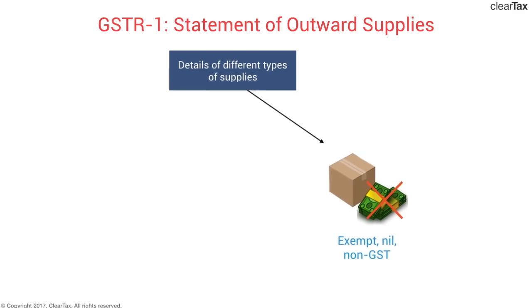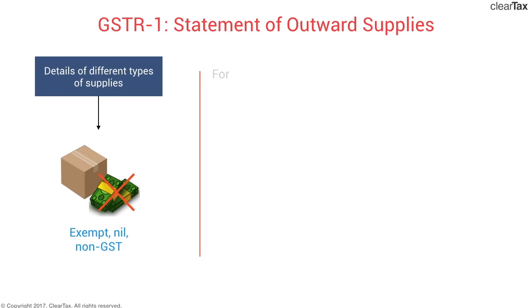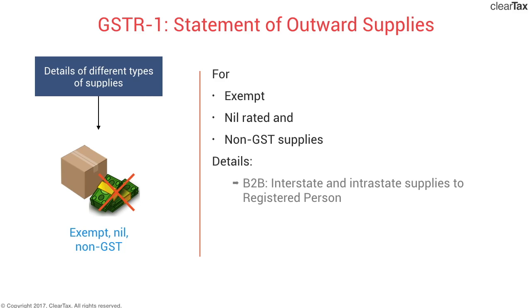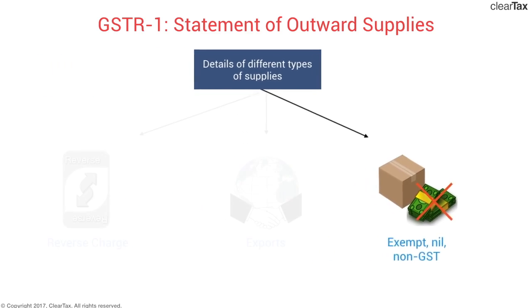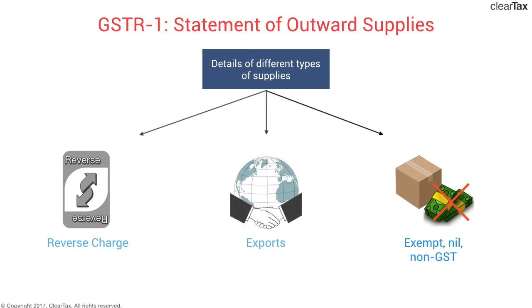Coming to the last type of supply, exempt, nil and non-GST supplies, you'll have to split this information between B2B and B2C. B2B only means that the supply is made to registered persons. It's to another registered taxpayer. That's the B2B part, interstate as well as intrastate supply. B2C, as you can guess, the counterparty is an unregistered taxpayer. That's all that you'll have to give for this category of goods and services. Those are the three: reverse charge, export and exempt, nil or non-GST.